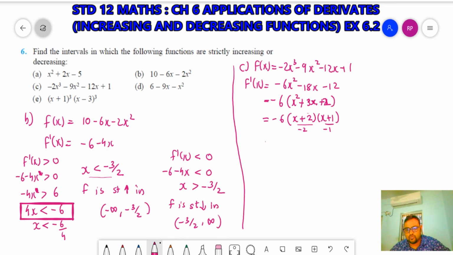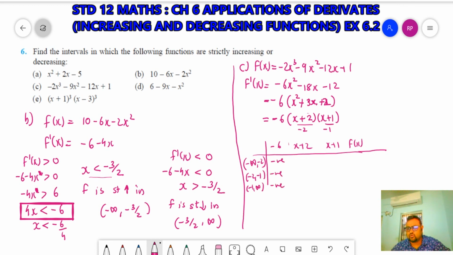So the interval will be, first is the negative sign. So I'm just putting a minus sign, which will always be negative, then x plus 2 and x plus 1 for f dash x. Okay, so from minus infinity to minus 2, from minus 2 to minus 1, and from minus 1 to infinity. So see, this will be always negative, minus 6. So we need to only check about this.